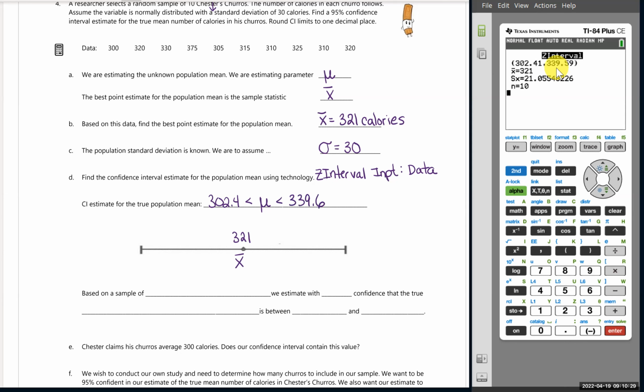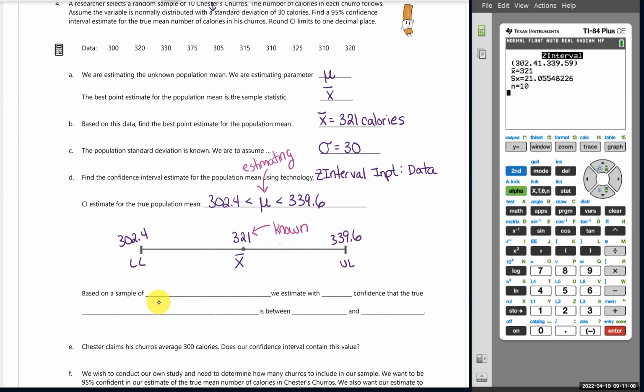All right, so our lower limit is 302.4, our upper limit is 339.6. So always good to point out regarding symbols that this was X bar. This is what we know to be true for sure. We know the mean was 321 because we have data. But the symbol here is mu. That is what we're estimating because we haven't collected data from every churro made by Chester.